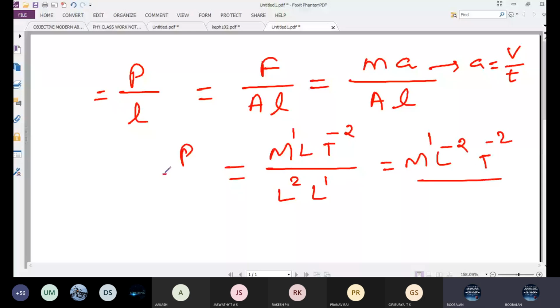If you know about the particular formula, then it is easy for you. If you are just memorizing pressure as M power 1 L power minus 2, after 3 to 4 days you will get confused whether it is M power 1 L power 1 or minus 1. So if you understand the physical quantity, then it is very easy.